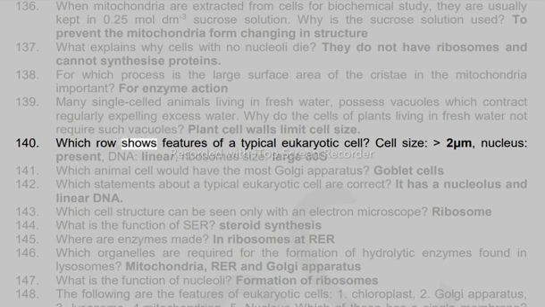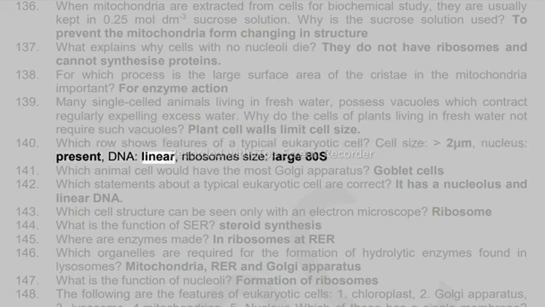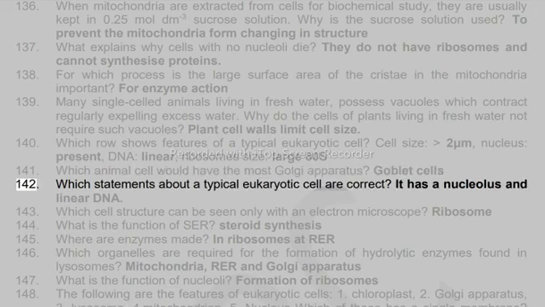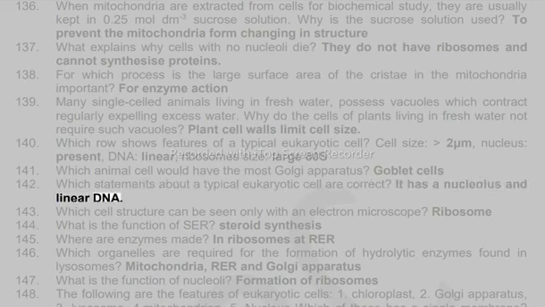140. Which row shows features of a typical eukaryotic cell? Cell size greater than 2 micrometers, nucleus present, DNA linear, ribosome size large. 141. Which animal cell would have the most Golgi apparatus? Goblet cells. 142. Which statements about a typical eukaryotic cell are correct? It has a nucleolus and linear DNA.